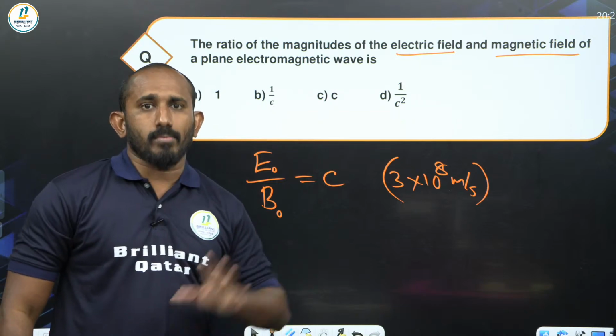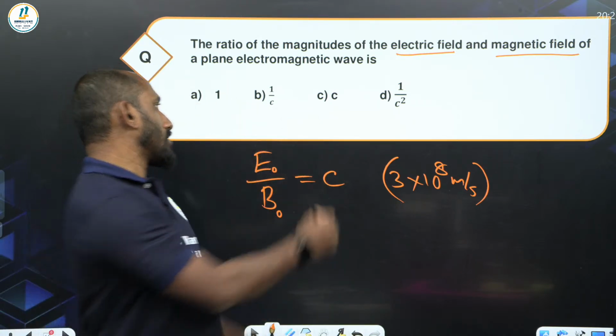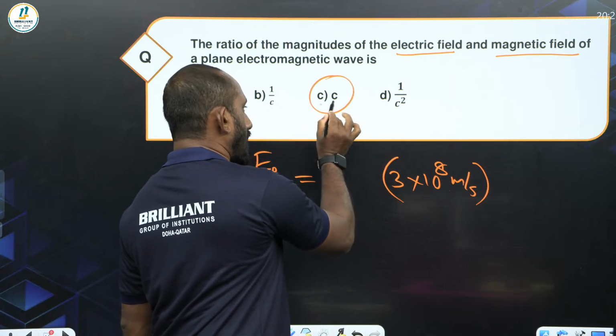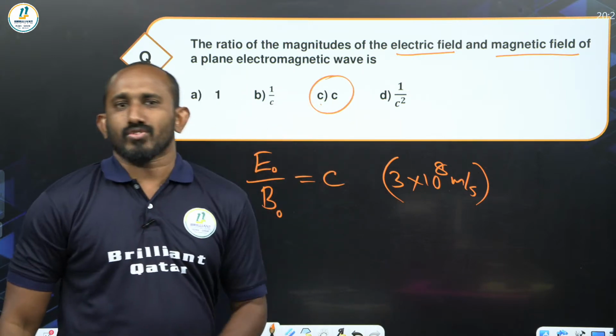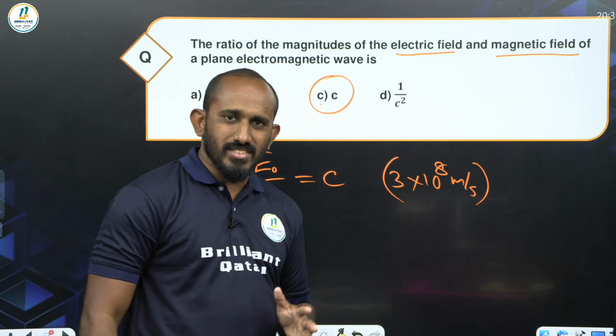All the electromagnetic waves move at the same speed, you know. E0 by B0 will be C. So here, option C is the correct answer. So 3 into 10 raised to 8. Including our visible light, all the EM waves move with the same speed. Got it? So E by B.